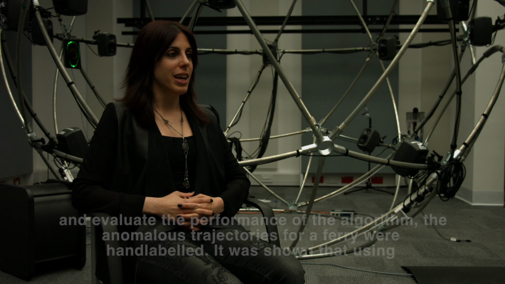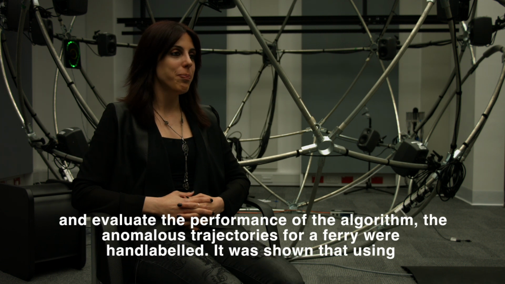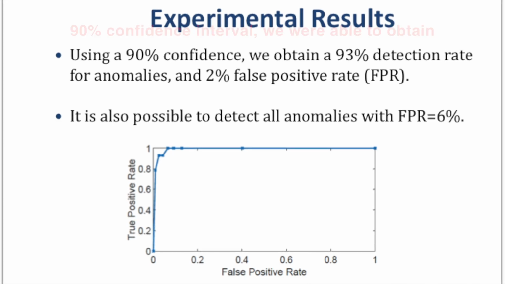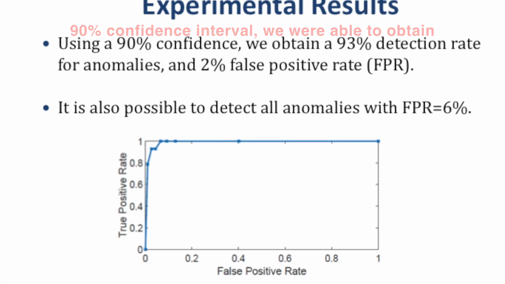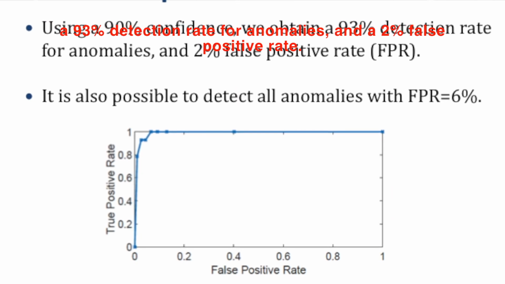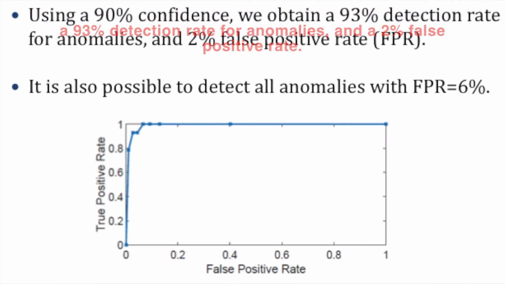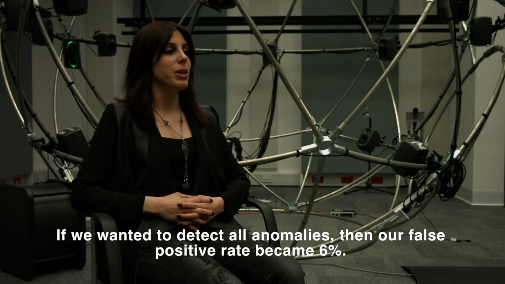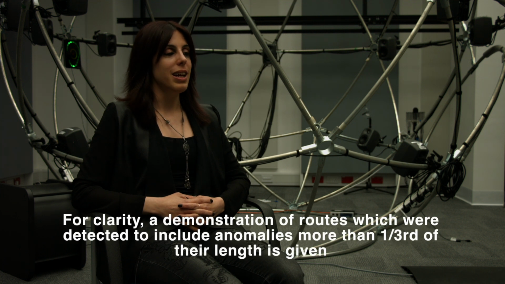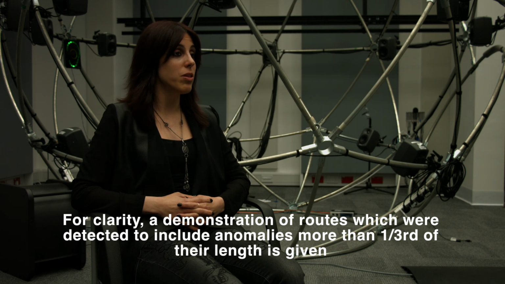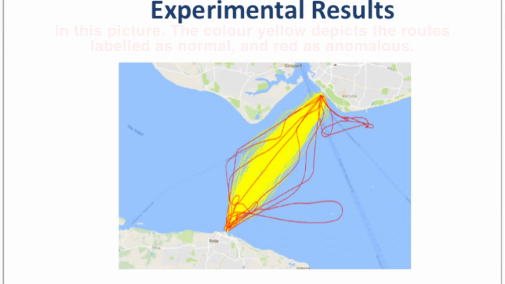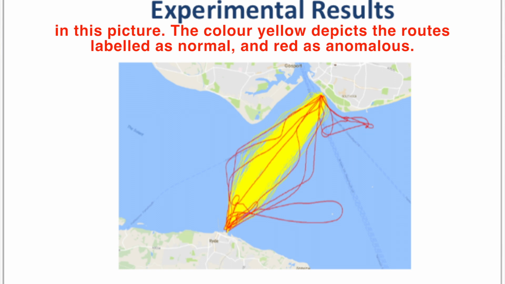To be able to calculate the accuracy and evaluate the performance of the algorithm, the anomalous trajectories for a ferry were hand-labeled. It was shown that using 90% confidence interval, we were able to obtain a 93% detection rate for anomalies and a 2% false positive rate. If we wanted to detect all anomalies, then our false positive rate became 6%. For clarity, a demonstration of routes which were detected to include anomalies more than 1/3 of their length is given in this picture. The color yellow depicts the routes labeled as normal and red as anomalous.